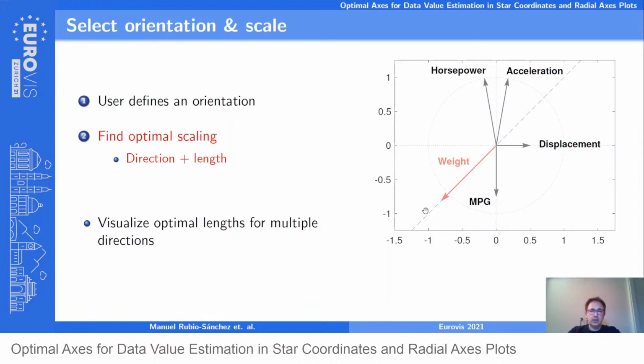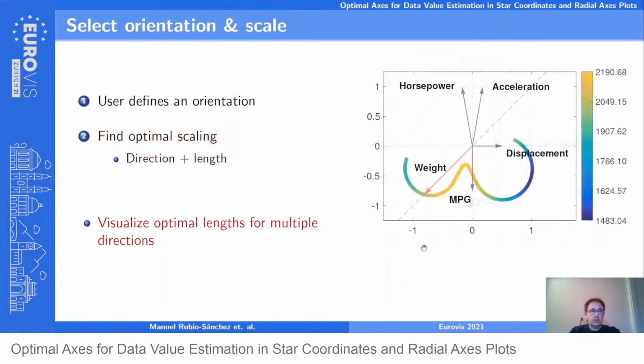In this case, we're adding a new variable into the visualization. Naturally, a user could select multiple orientations. So we propose drawing a colored curve on the plot to indicate the optimal length of a vector in any orientation. In this case, the color corresponds to the estimation error, and we can see that the best values are obtained here in the fourth quadrant.